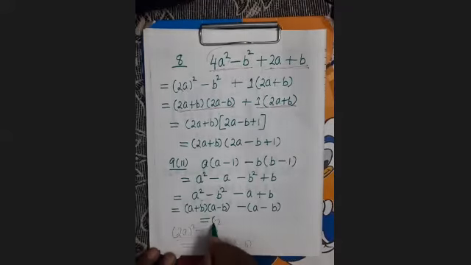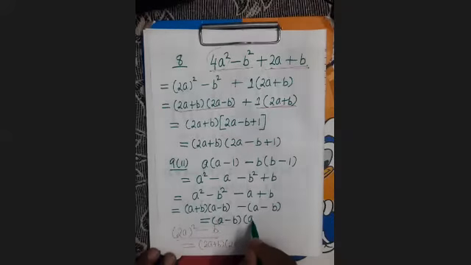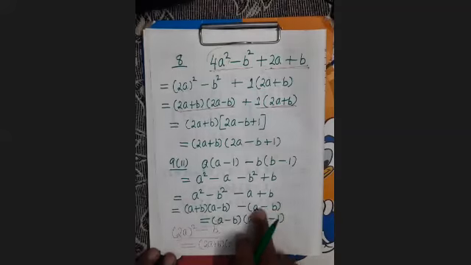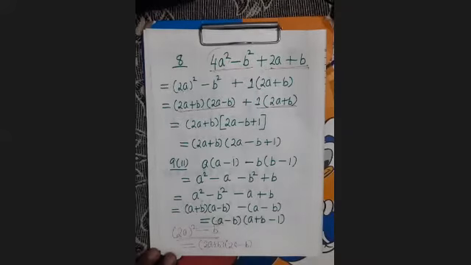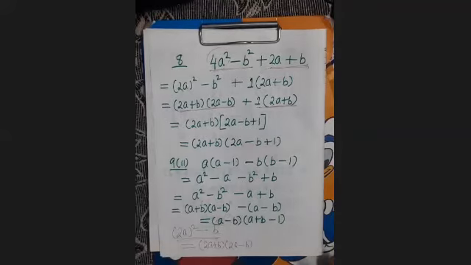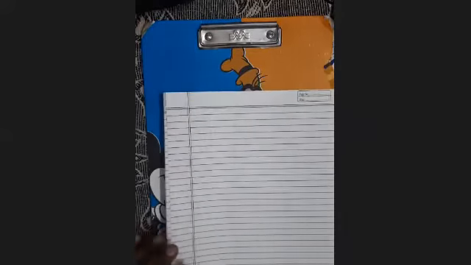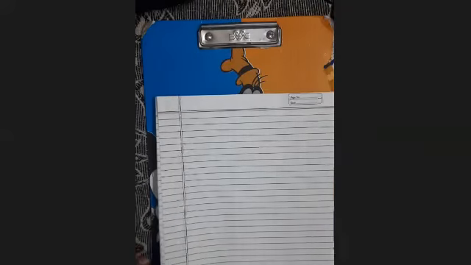Now a minus b is common from both. So what is left here? A plus b minus 1. A minus b common लेंगे तो यहाँ बचेगा a plus b, and here what is left? 1 is left. So this way you will do. Question number 9, question number 10.